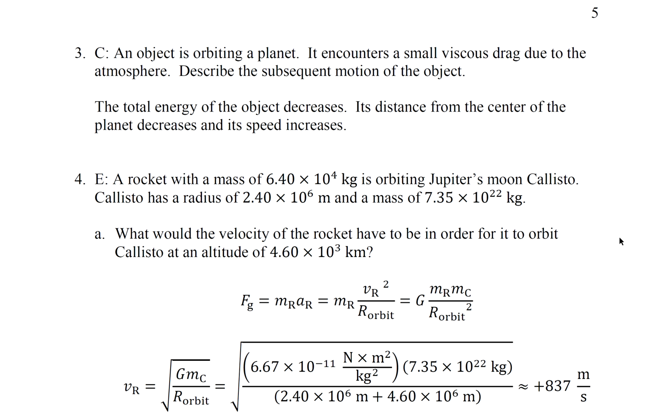Question 3. An object is orbiting a planet. It encounters a small viscous drag force due to the atmosphere. Describe the subsequent motion of the object. So the total energy of the object decreases, its distance from the center of the planet decreases, and its speed increases. So then the object is going to eventually hit the Earth, or the surface of the planet.